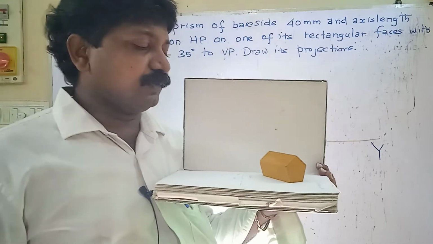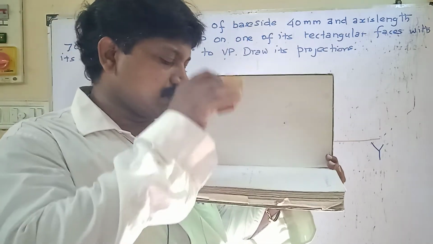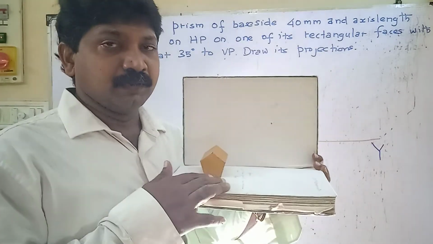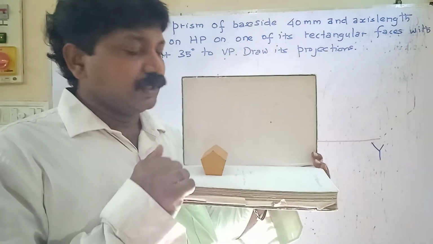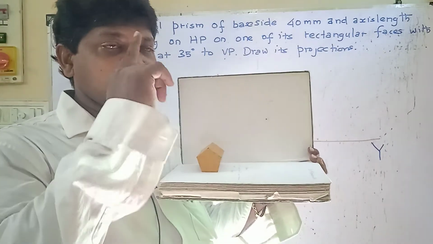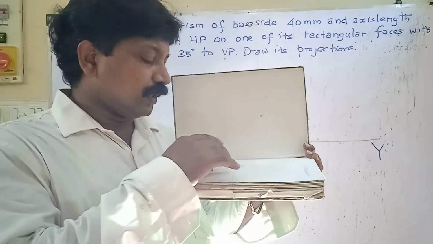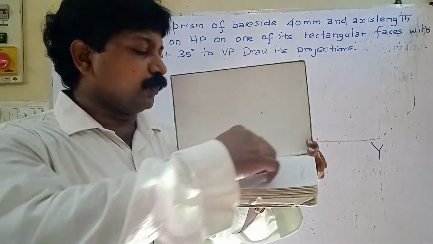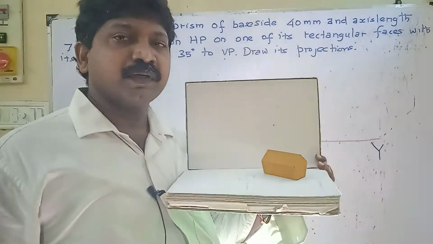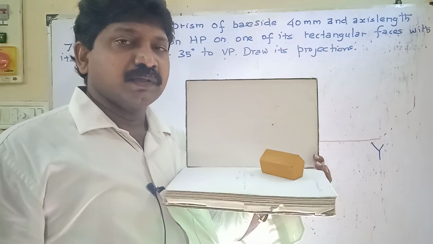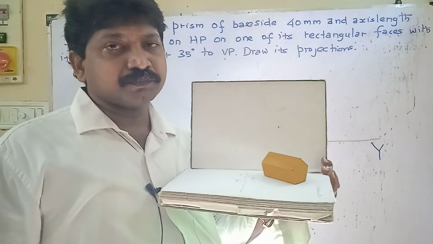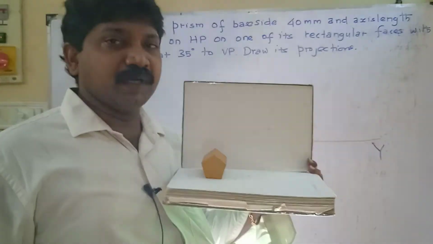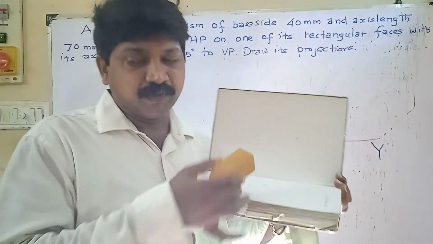So directly drawing the front and top view is not possible. Initially you have to assume the rectangular surface resting on HP and axis perpendicular to VP. Draw the front view and top view: front view on the XY axis as a pentagonal shape, and leave some distance and draw the top view. After the second step, tilt the top view inclined 35 degree to VP and then project the final front view. So initially assume the rectangular face resting on HP, axis perpendicular to VP, draw the front view and then project the top view from the front view.